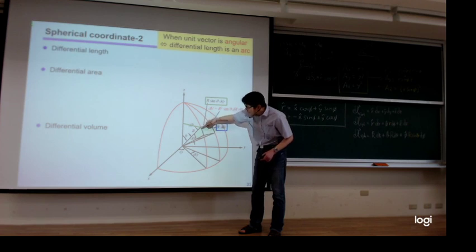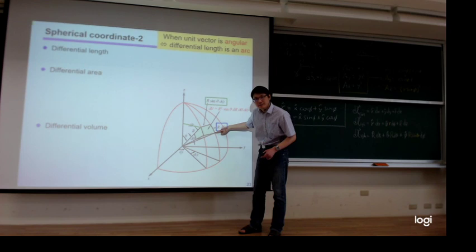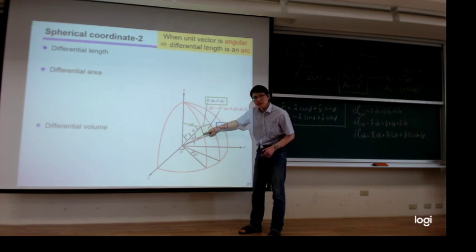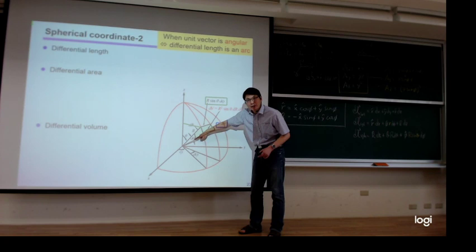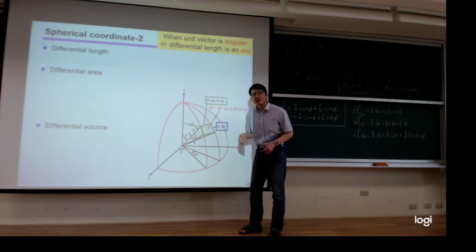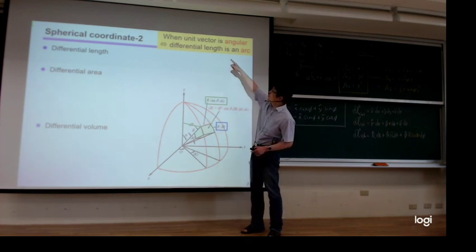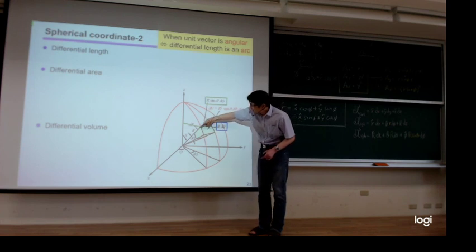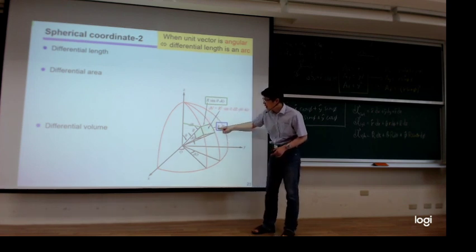Now we want to walk to this point and then to this point. The problem is this segment, is it a straight line or is it an arc? We're trying to change the angle by theta plus d theta, right? We're changing the angle, but because we have a radius, basically we are spanning an arc. So again, when your unit vector is an angle, your differential length is an arc. So this arc length is r times d theta.